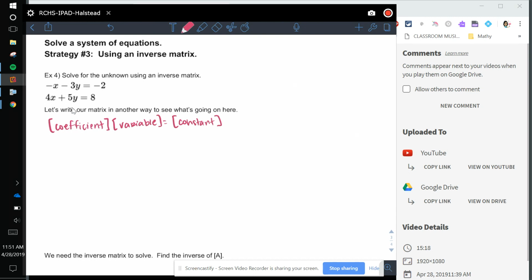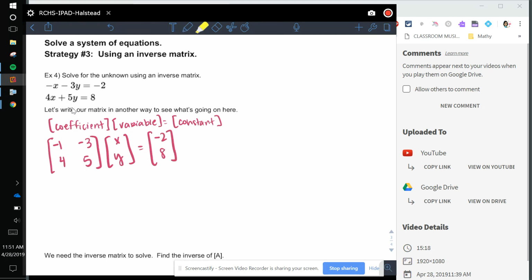So what we do is we set up a coefficient matrix for our system. So -1, -3, 4, and 5. We're going to multiply that by our variables, x and y. And this is equal to our constant matrix, so -2 and 8.